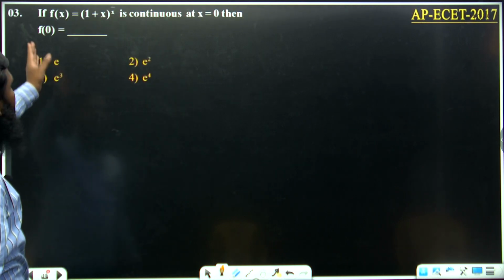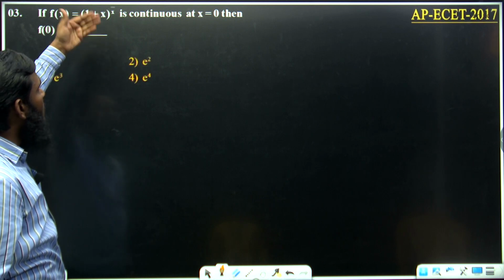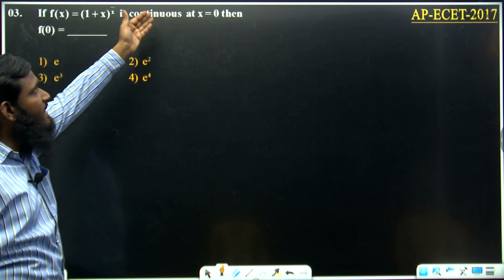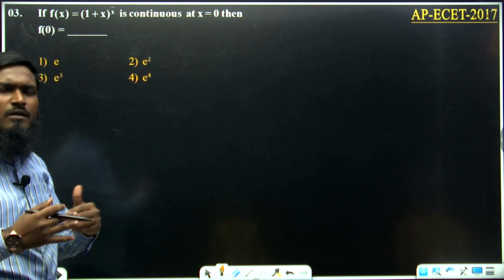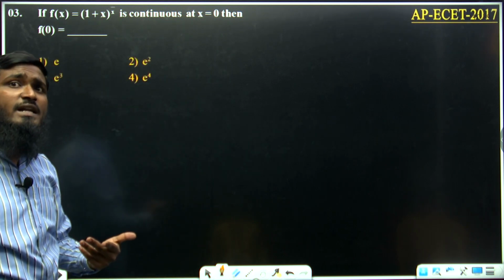Now next question, if f of x is equal to 1 plus x whole power 2 by x is continuous at x is equal to 0, then f of 0 is equal to. One more topic we are having actually, the continuity topic.